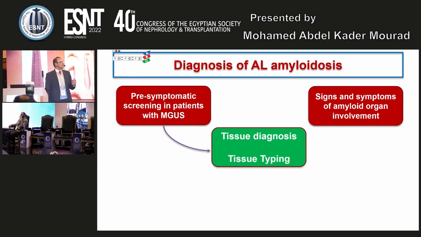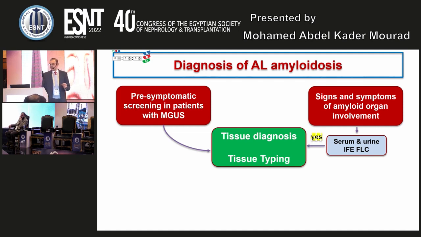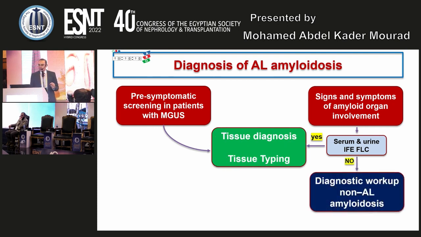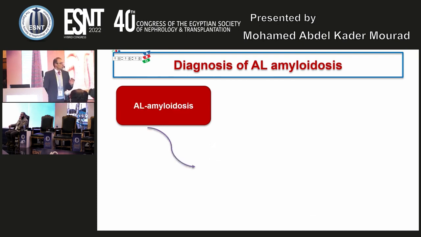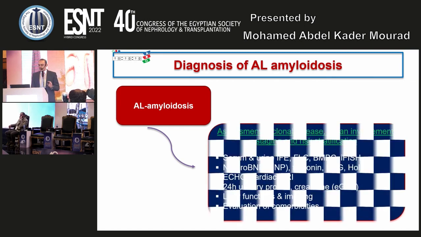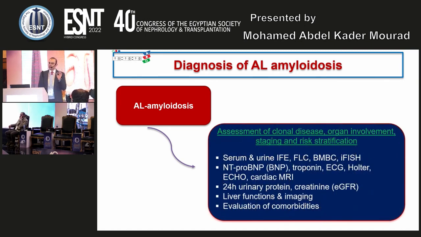And if we have signs and symptoms of amyloid organ involvement, we should go for serum and urine immunofixation plus serum free light chain. If yes, we will go for tissue typing again. If no, we will search for another cause of amyloidosis. When we are diagnosing a case of AL amyloidosis, we should assess the clonal disease, the organ involvement, and the risk stratification and staging by serum and urine immunofixation, serum free light chain, bone marrow plasma cells, and FISH to detect abnormal cytogenetics in our patients.